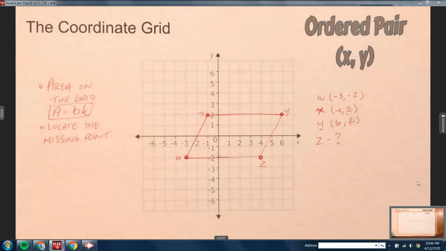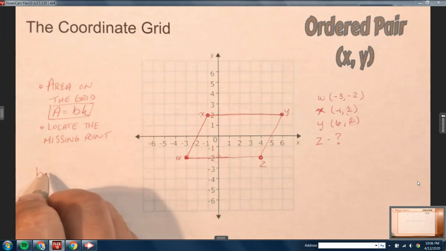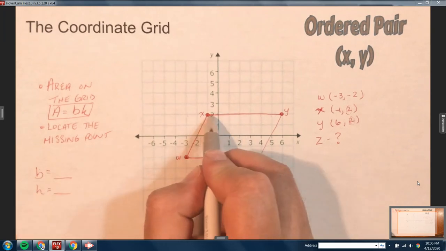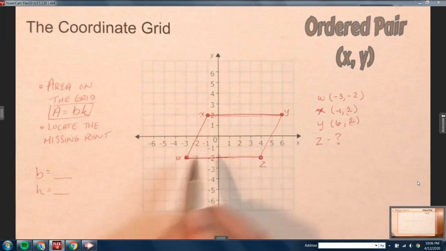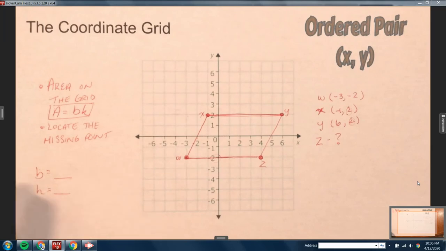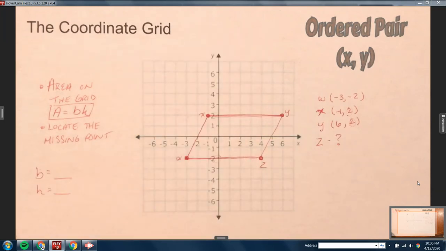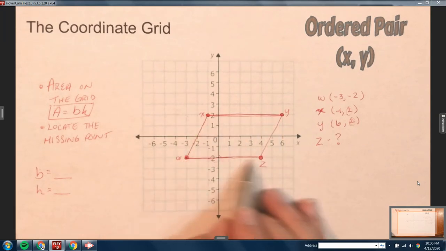So there's my parallelogram. Now, how do I find the area? Well, I need to find the base and the height. Well, these 2 lines here will be our bases. So when you're working on the coordinate grid, if you can make the base fall on either the horizontal or the vertical grid lines, that's the best thing to do. All right, so our base. So one of these 2 line segments here are our base. Let's just look at this one.